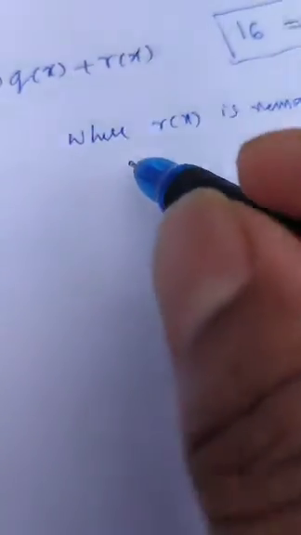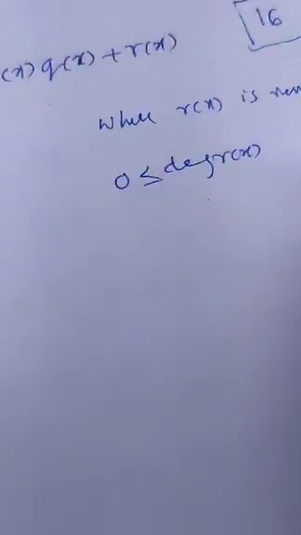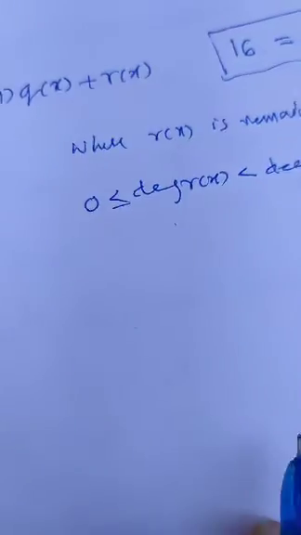Remainder polynomial. So what is the condition in the division algorithm? The degree of r of x always lies between 0 and less than the degree of the divisor polynomial.